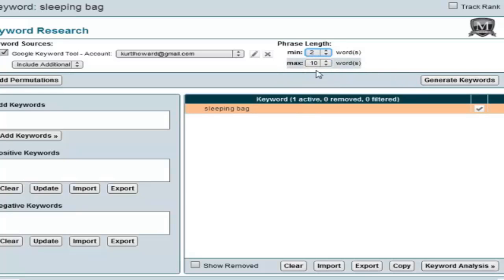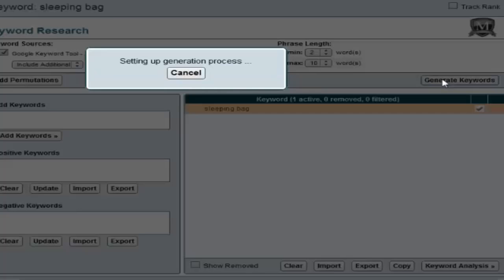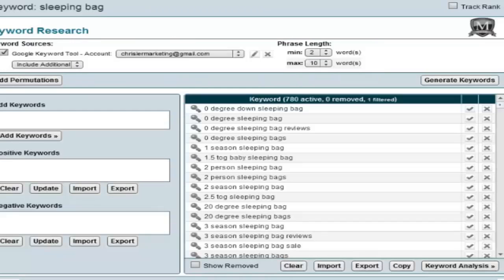I'm going to leave the max at 10. So no keyword longer than 10 words. It's not really going to find those anyways. And I'm going to go ahead and generate keywords. And this will take a couple moments here, so I'll just pause the video while that works through.